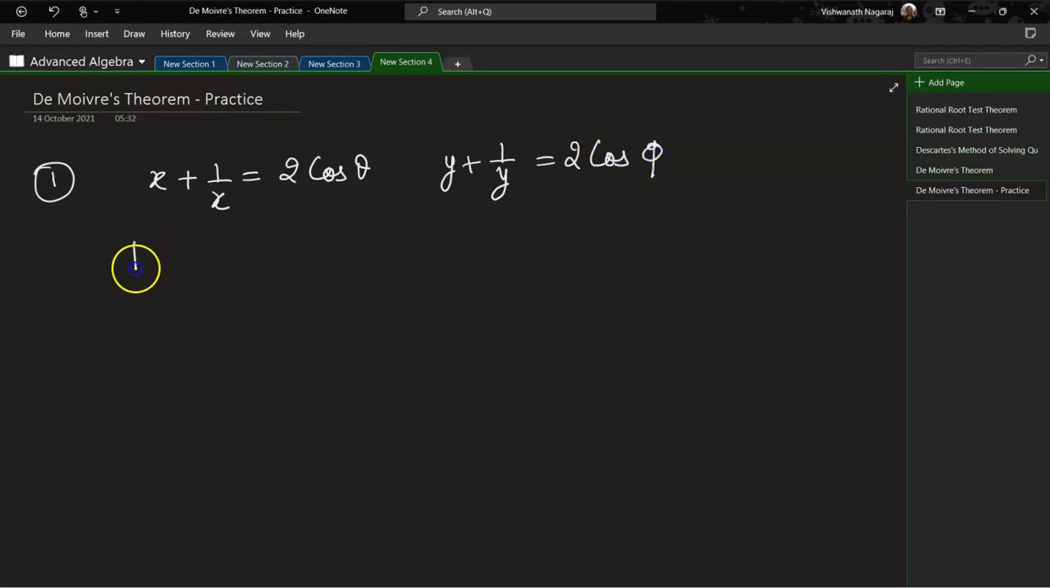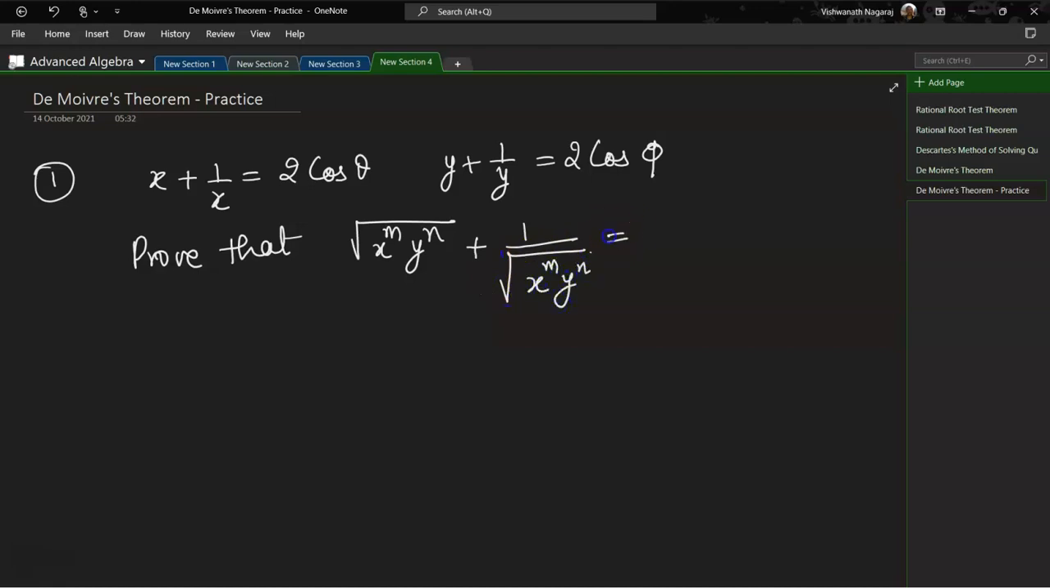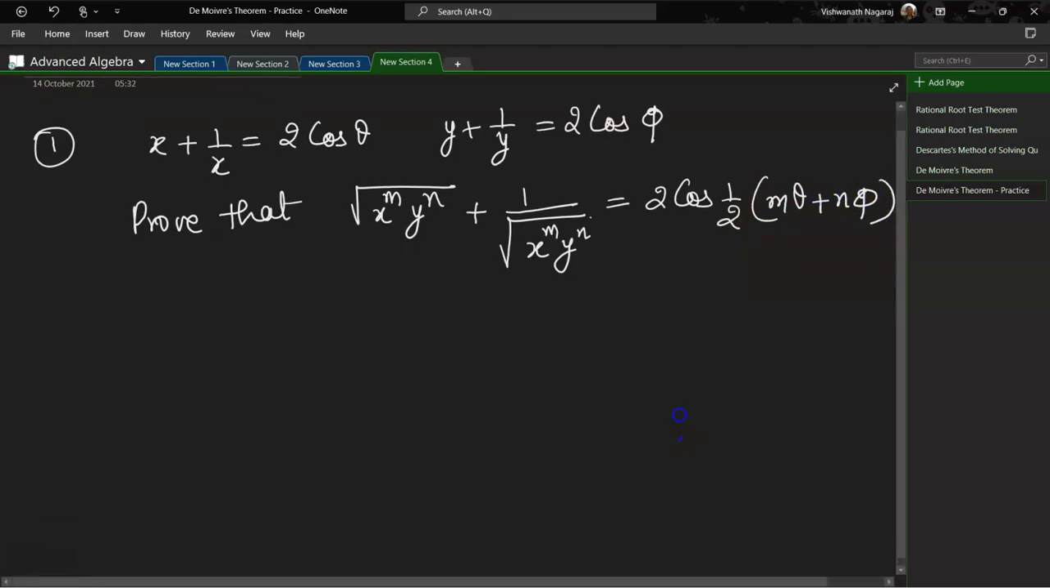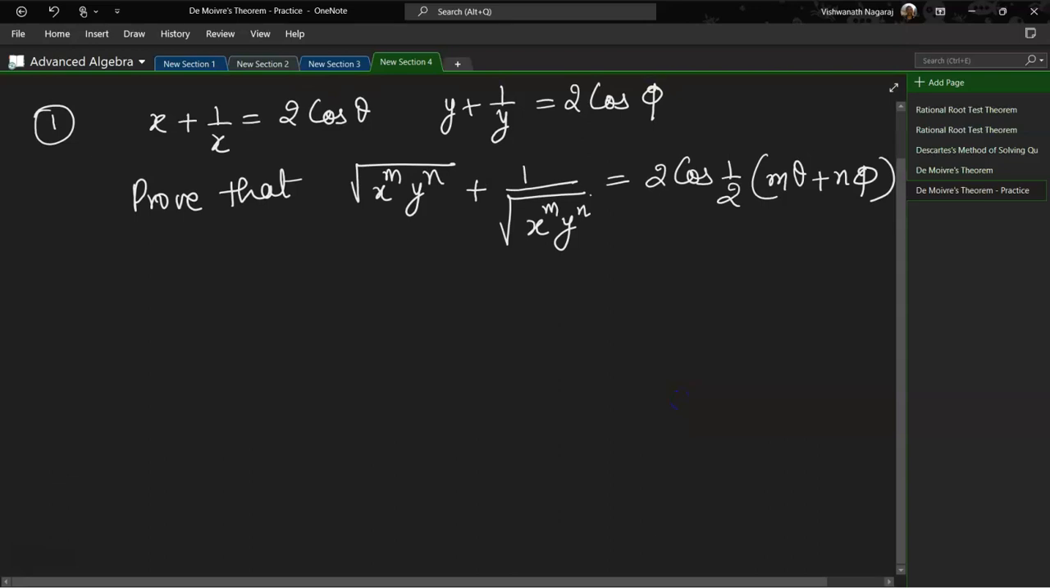Now what we have to do is prove that square root of x to the power of m y to the power of n plus 1 by square root of x to the power of m y to the power of n is equal to 2 cos half of (m theta plus n phi). Okay, now what do we do? How do we proceed?